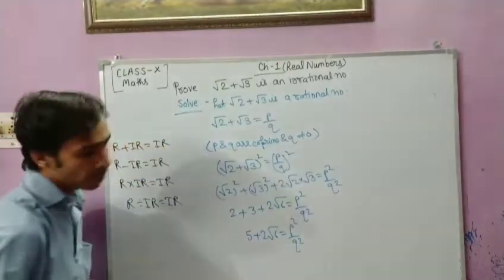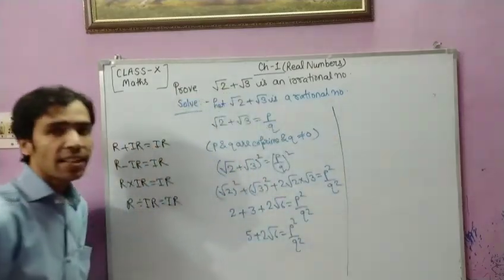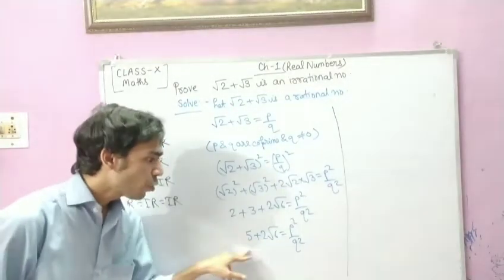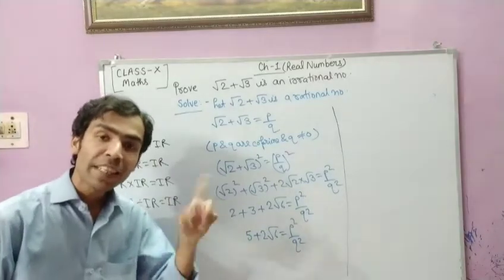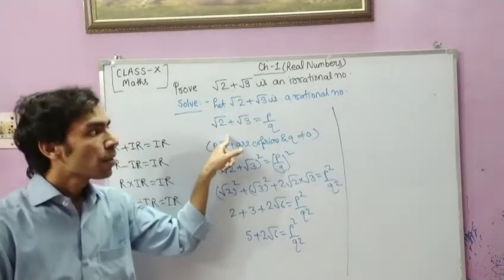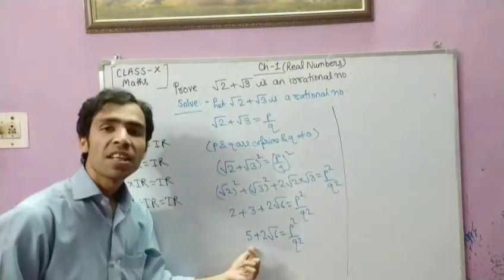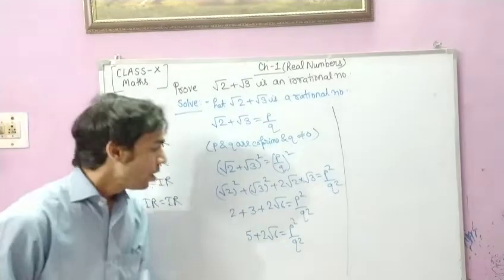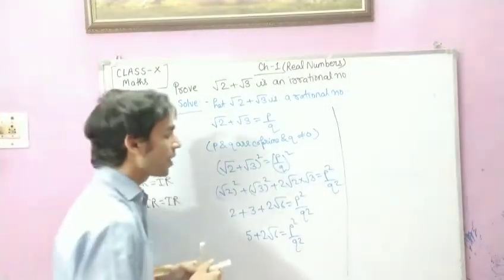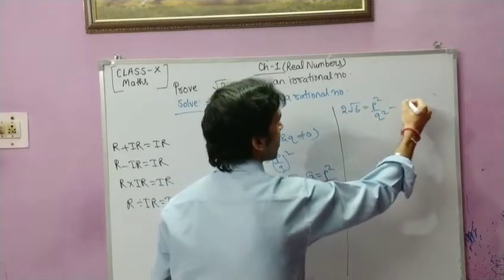Now after squaring and calculating, we can see that on the LHS, out of these two numbers, one number is rational. So now we can transfer the rational number to the other side. In the starting, we were not able to transfer because both were irrational. But after the squaring, one number is rational and the other number is irrational. So in that case, we can transfer this number to the other side. So we will get 2 root 6 is equal to p square upon q square minus 5.